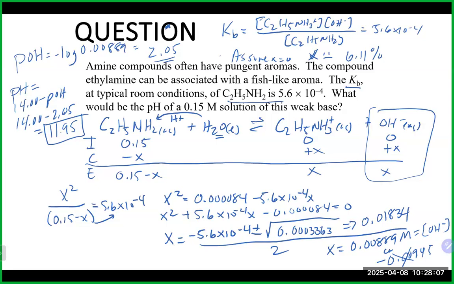Any questions on any of that there? So very similar to weak acids, except here at the end we do get hydroxide. So usually one additional step that you have to do: pOH, and then to the pH. All right.